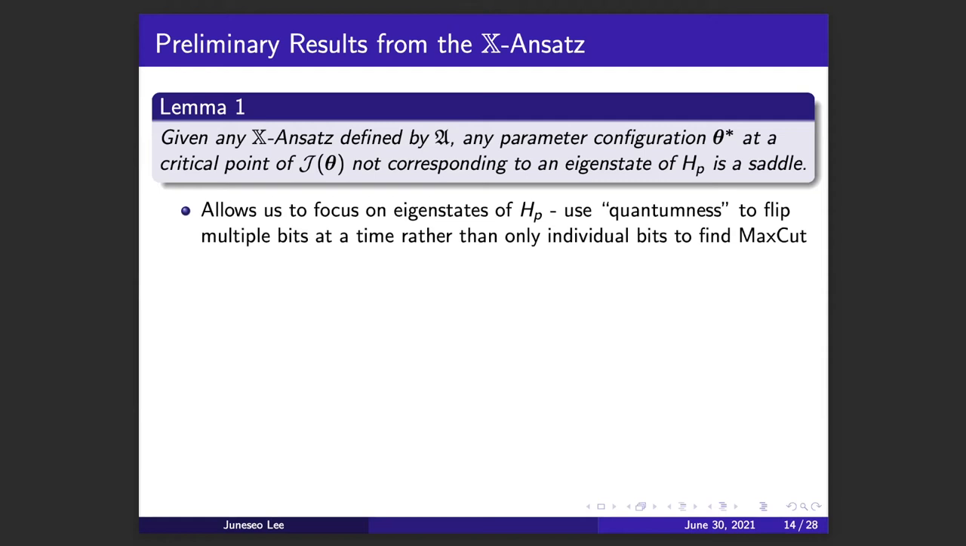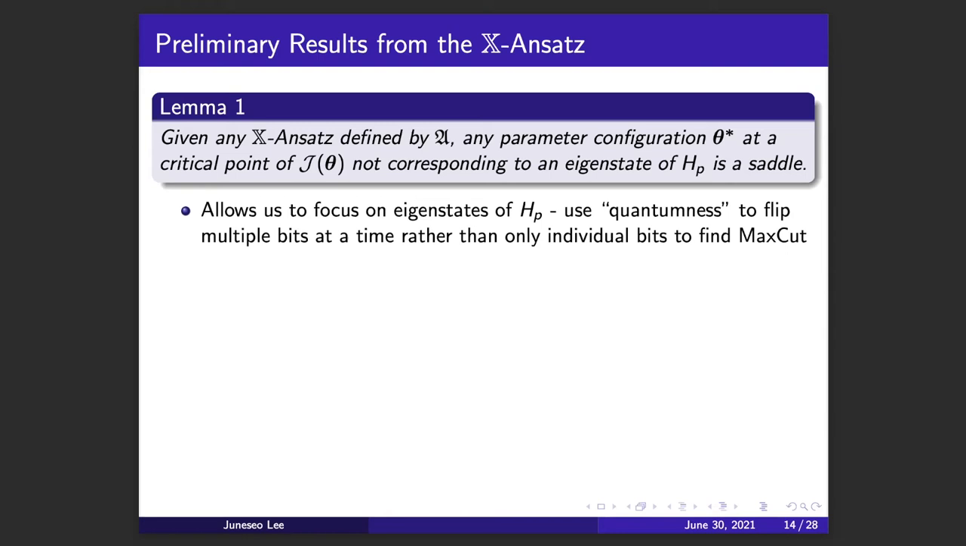Now before, I mentioned that solving MaxCut using the classical ansatz was basically equivalent to trying to find the MaxCut by iteratively flipping bits. The quantumness of a generic X ansatz basically allows us to flip multiple bits at a time. So intuitively, we should be able to do somewhat better than just flipping one at a time. So given that we can focus solely on eigenstates, which we already know are critical points, we want to directly calculate the Hessian, which will allow us to then classify the eigenstate as being either local optima or saddles.